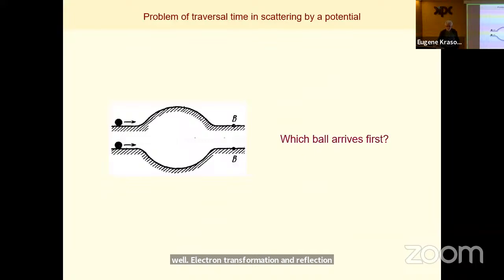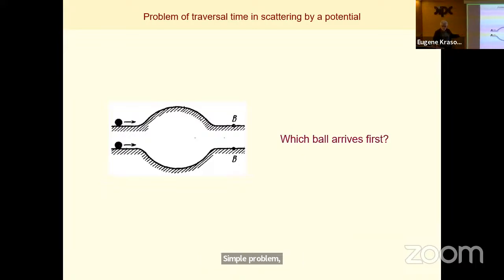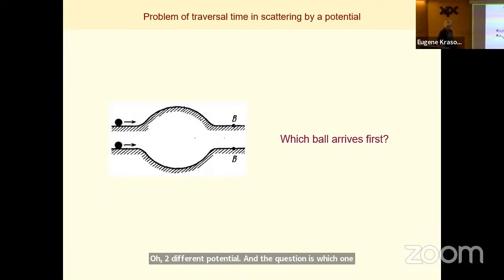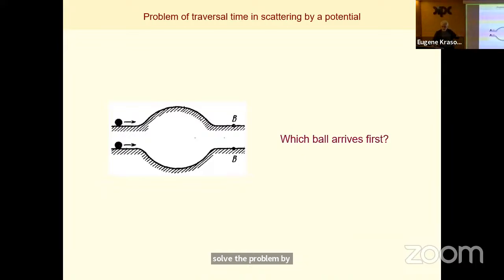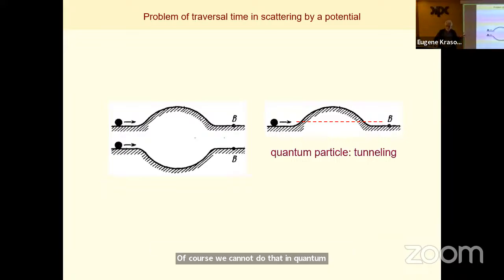Okay, so everything starts with a simple problem, which I first encountered some 50 years ago. So two balls move along two different potential reliefs. And the question is, which one comes earlier? Which one comes first? So in classical mechanics, we solve the problem by knowing with which velocity the ball moves at each small part of the trajectory. And then we sum up the times one needs to traverse each of the small spatial intervals. Of course, we cannot do that in quantum mechanics because the position of the particle is not well defined. And apart from that, there are phenomena like tunneling.